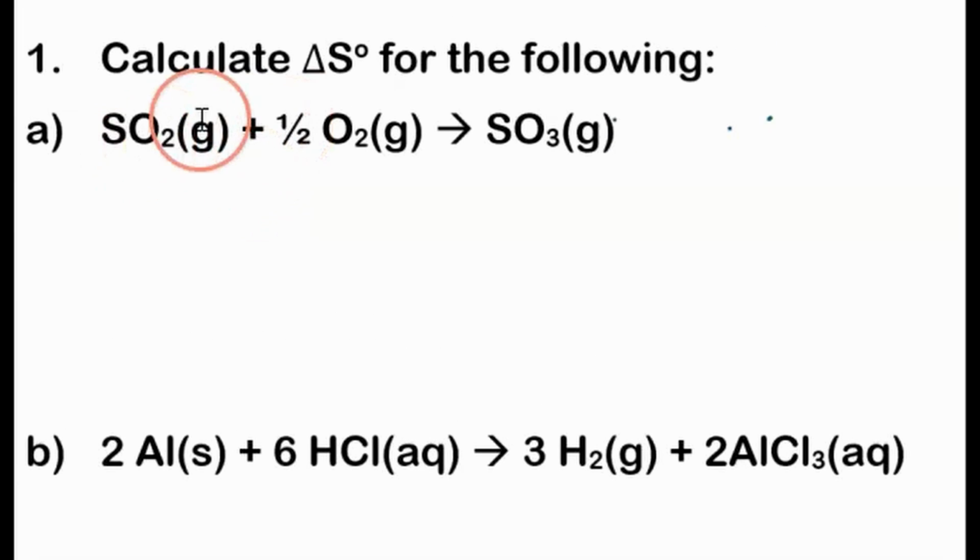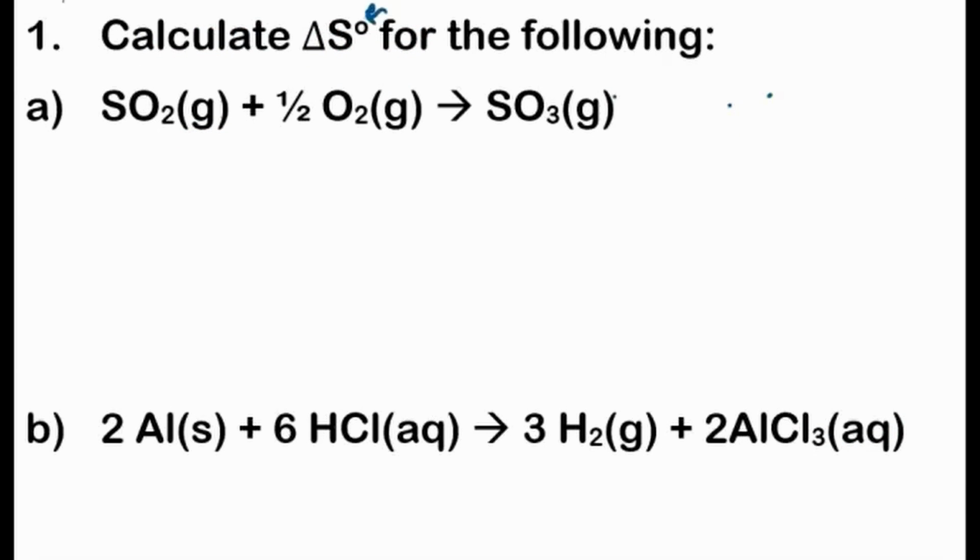Okay, so to solve this, we're going to use, and see this superscript? This superscript means it's at standard conditions. So 1 bar is what this superscript means. We don't know what the temperature is, but it's usually 298 Kelvin. So to do this, we're going to use the formula, which is products minus reactants.